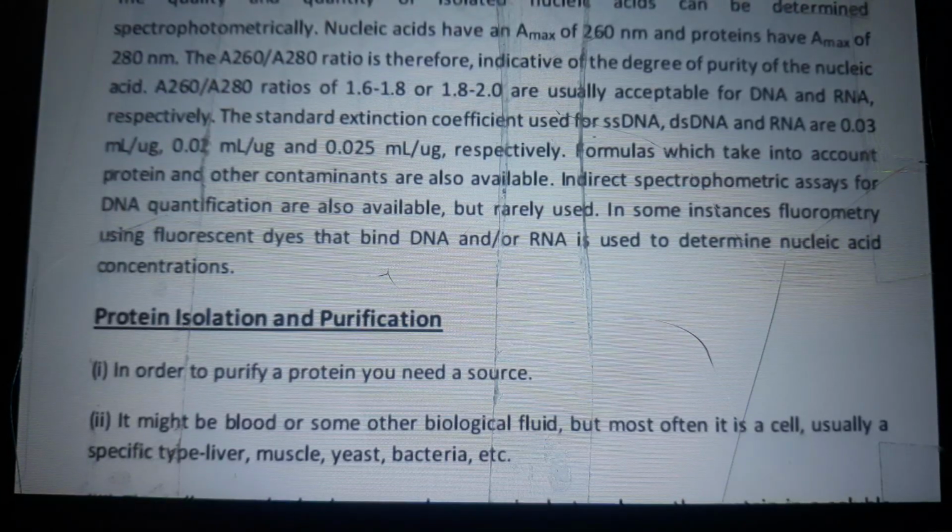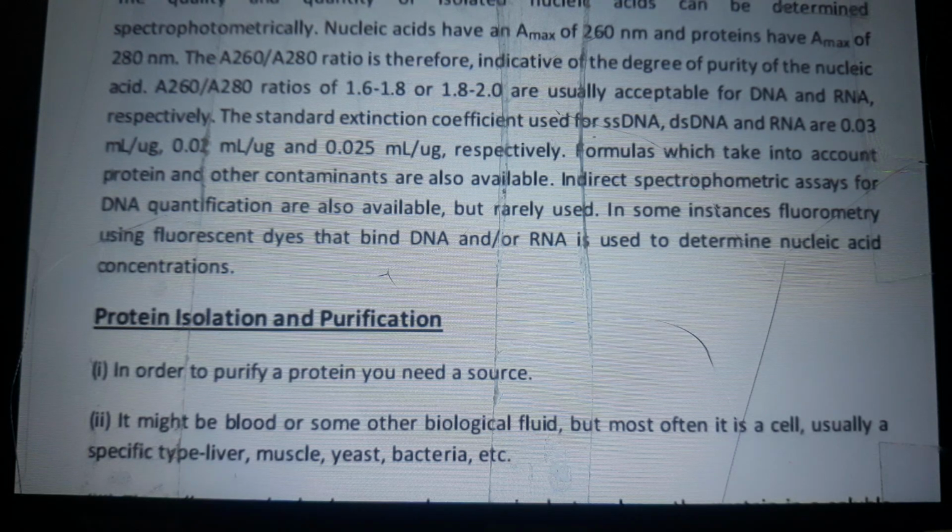The quality and quantity of isolated nucleic acids can be determined spectrophotometrically. Nucleic acids have an absorbance maximum of 260 nanometers and proteins have an absorbance maximum of 280 nanometers. The A260/A280 ratio is therefore an indicator of the degree of purity of the nucleic acid.